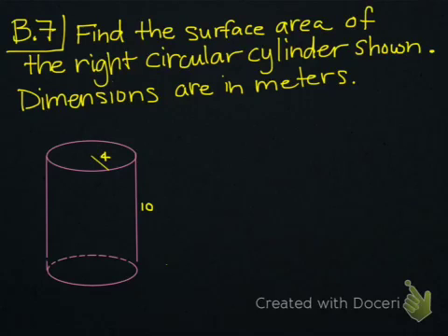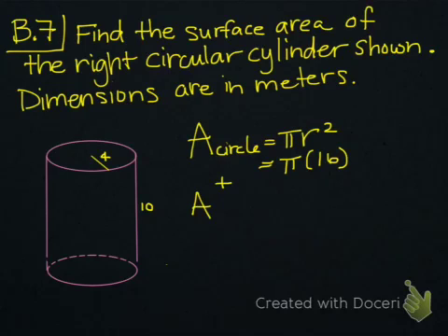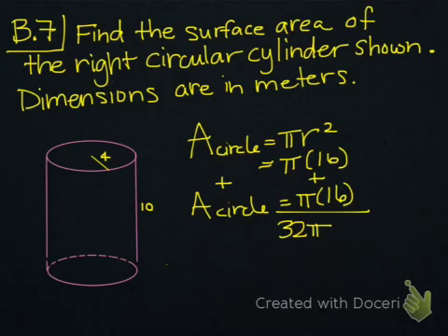Okay, so if we want to find the surface area of a right circular cylinder, basically we need to find the area of the top and the bottom, and then the area of the sides. So the area of a circle is pi r squared, so in this case 16 pi, and we've got 2 of them, so that's going to give us 32 pi, which is approximately 100.48 square meters.